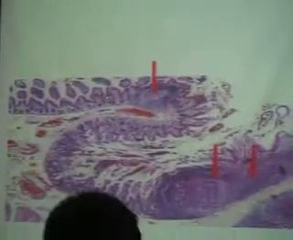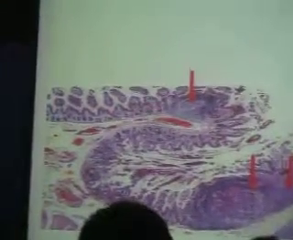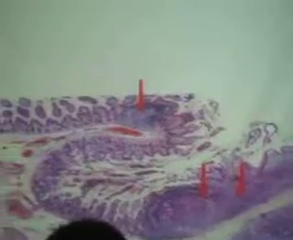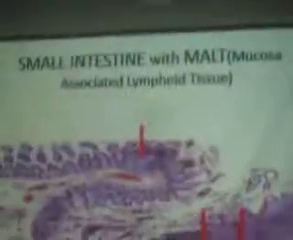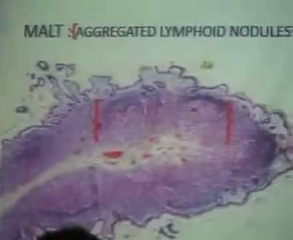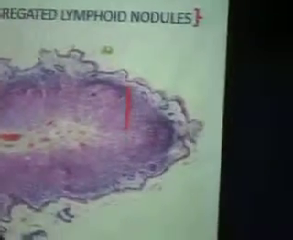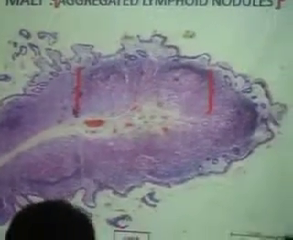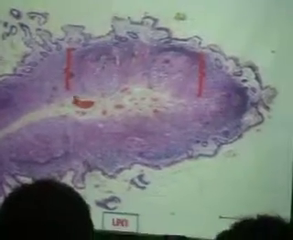So you have here now the aggregated lymphatic nodules. Here you have the solitary. This is the start of your Peyer's patches. So Peyer's patches are not exclusive to your ileum. You may have them in the terminal part of the jejunum also. Aggregated, there's no intervening tissue without lymphocytes.